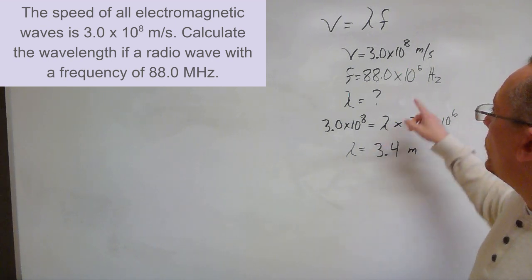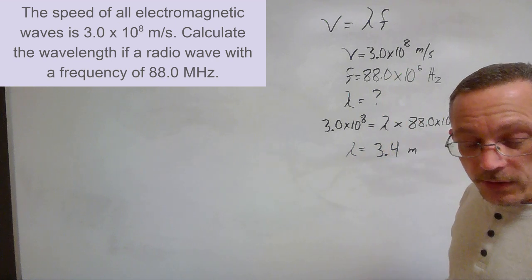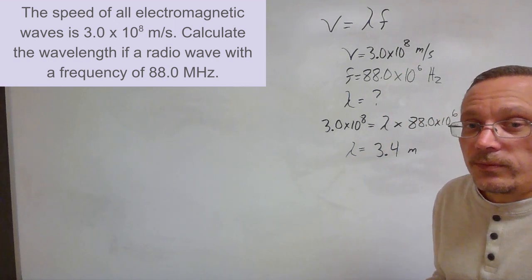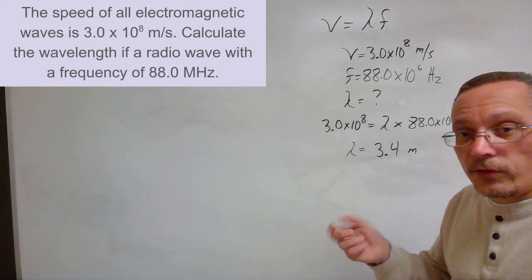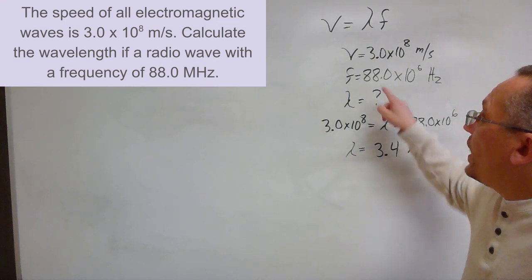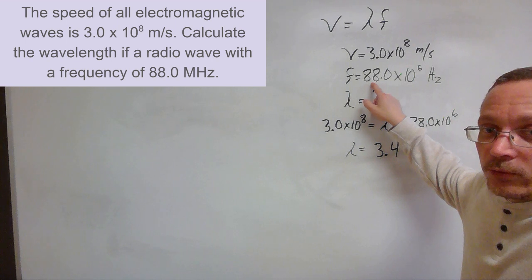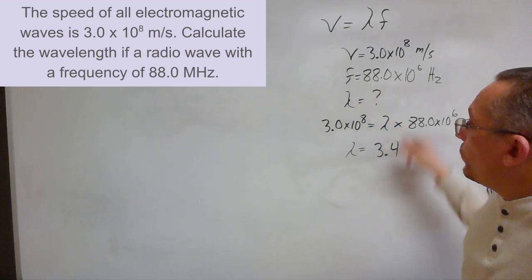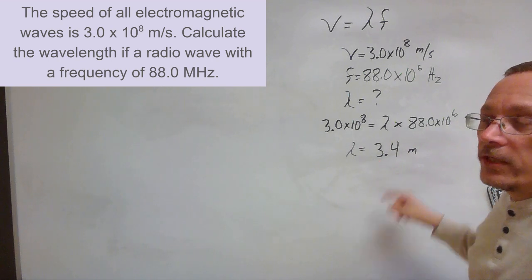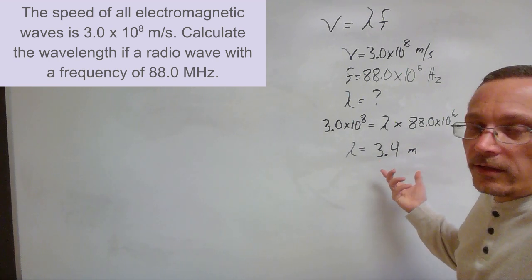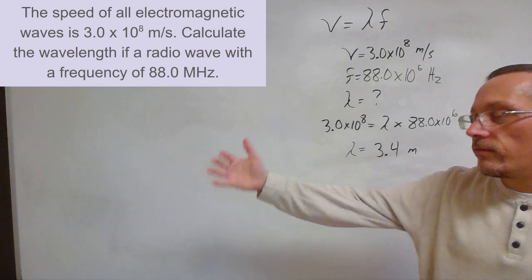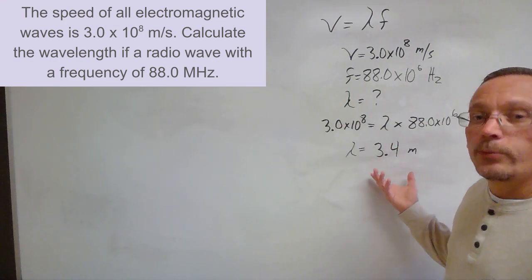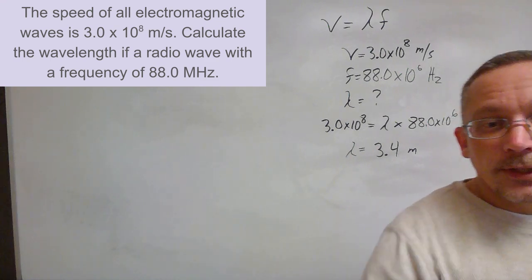And by the way, this is a radio wave that's about the same kind of frequency that a radio station would have, right? If you think about your radio dial, your FM 88 on your FM radio dial would be 88 megahertz, right? So how long would that radio wave be? It would be 3.4 meters, which is, I don't know, 10, 11 feet. So the length of that radio wave that you're listening to on your radio is 3.4 meters. Pretty neat, huh?